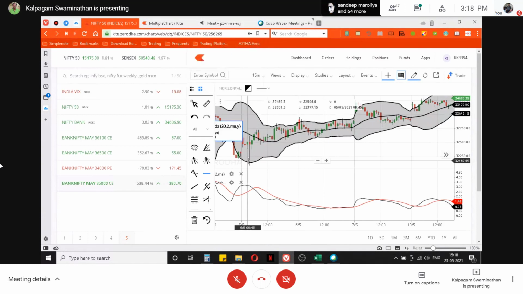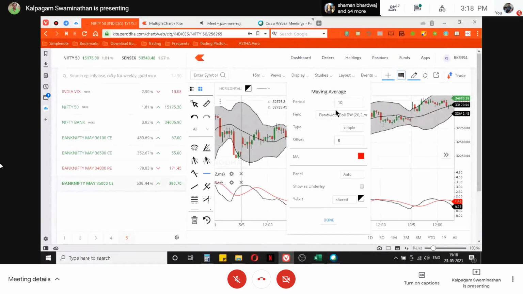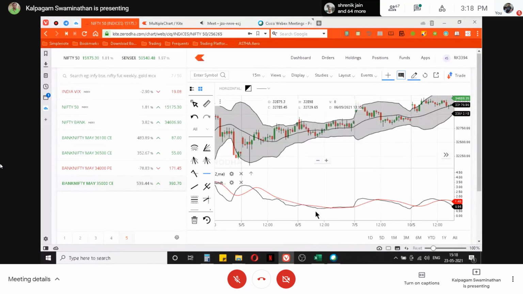So could you show the setting once again, please? Setting is the normal settings only. Bollinger bandwidth is 20/2. Okay, so the standard settings. Yeah, and moving average is 10 period moving average on the bandwidth. Okay, so thanks a lot. See, this only tells you that band is about to expand or contract. The moment the moving average is above this, you will know.